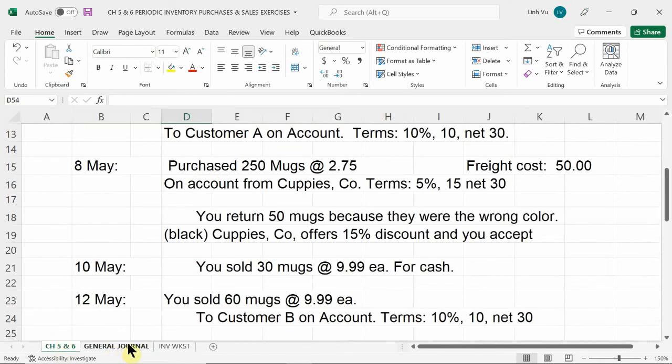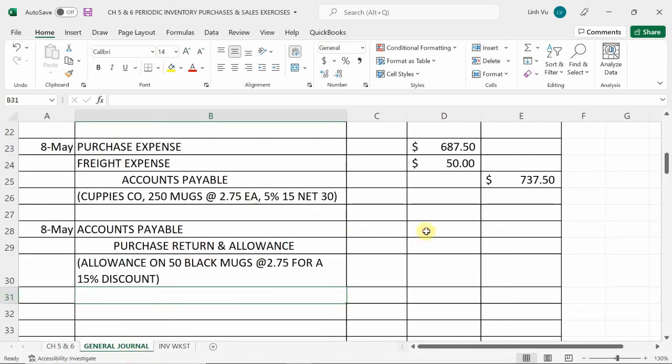So how do I calculate the discount? Even though I'm attempting to return 50 of those mugs, the vendor says, no, I'm not going to give you your money back. However, I'll give you a portion of that money back because we're sorry. We sent you the wrong product. However, these are still good to use. So how do I calculate a portion of the 15% discount, which is the portion of the money that I'm going to get back?